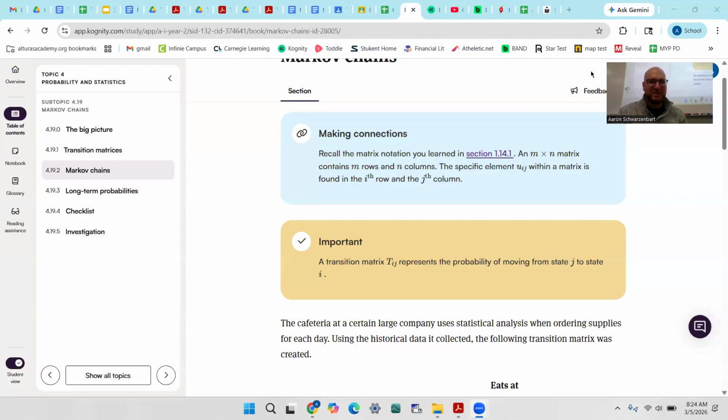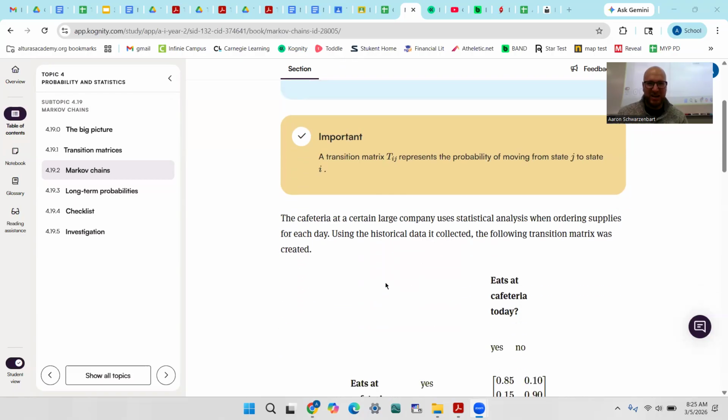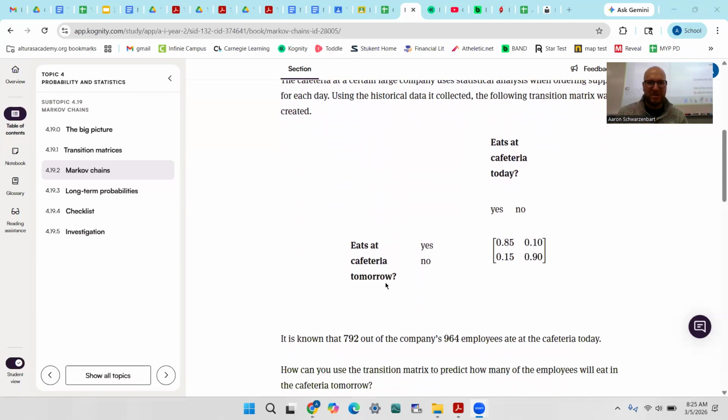Okay, so there was transition matrices in yesterday's video, right? Okay, so a transition matrix Tij represents the probability of moving from state J to state I.